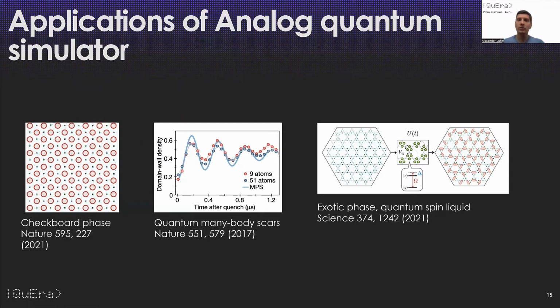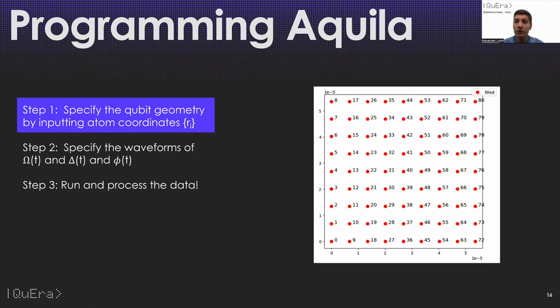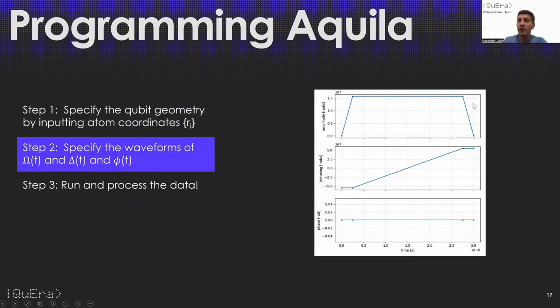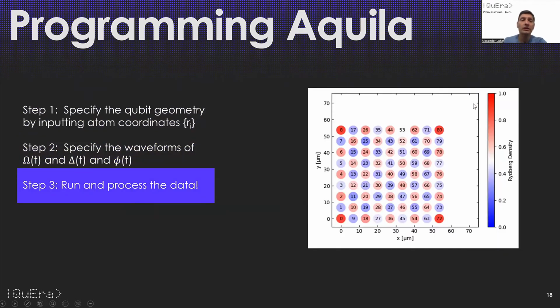So now let's quickly take a look at how one would program the Aquila. Each program will basically consist of three main steps. First, we will define our qubit register that will host our quantum simulation. Then we will define the drive that we want. And the last part is we'll be running the simulation on the device and analyzing the data.